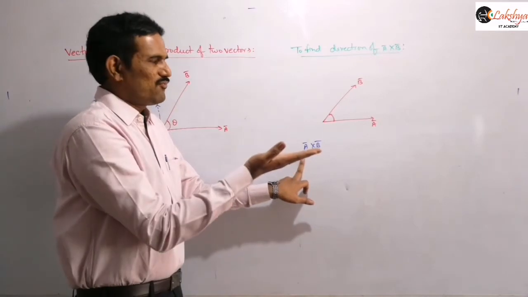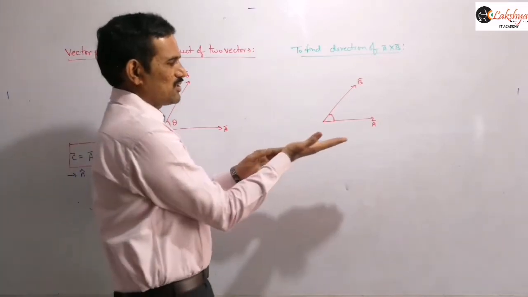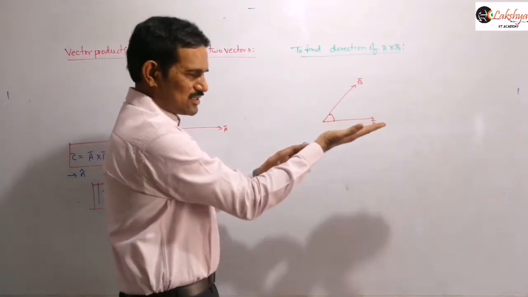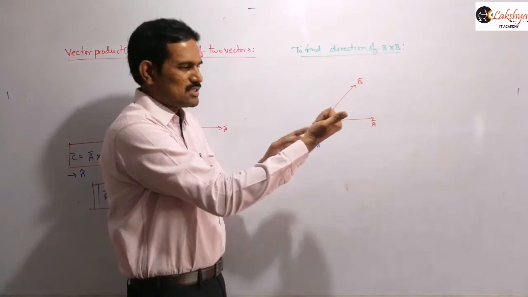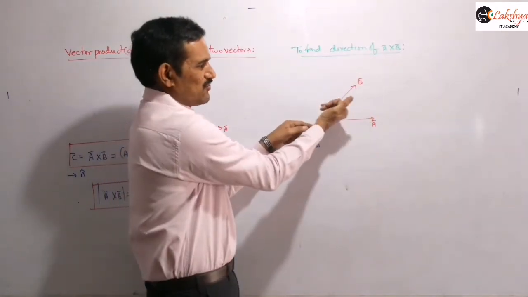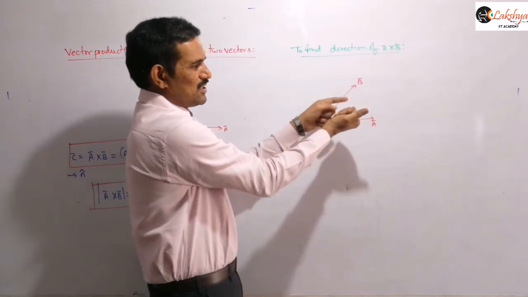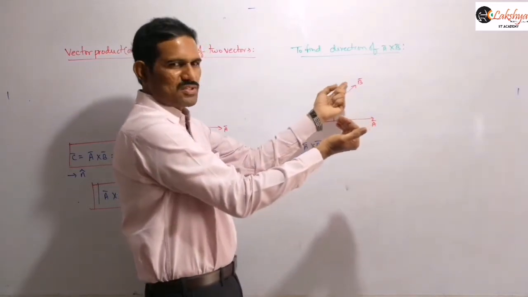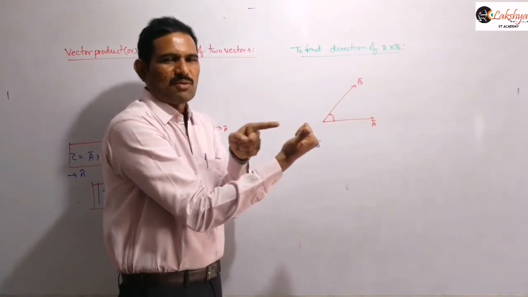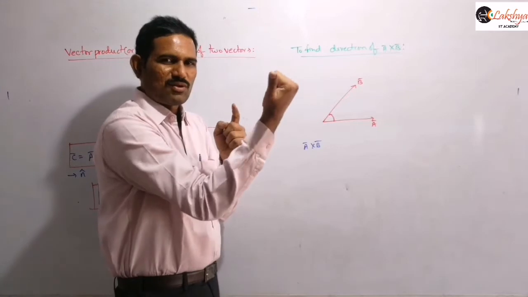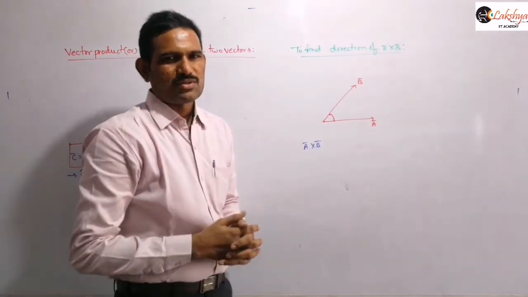So we place the four fingers parallel to the first vector, right? Parallel to the first vector means A bar here, such that when we close the four fingers, they should move towards the second vector. Here you can observe that when we are closing these four fingers, they are moving towards this B bar. Then the thumb indicates the direction of A bar cross B bar. So A bar cross B bar will be out of the plane. That is the direction of A bar cross B bar.